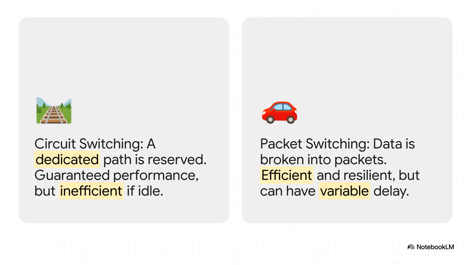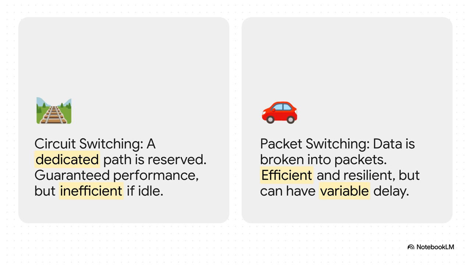To understand these highways, you need to know about a huge shift in how data travels. The old way, used by phone companies, was called circuit switching. When you made a call, you got your own private, dedicated train track from you to the other person. Great for call quality, but totally inefficient if nobody was talking.